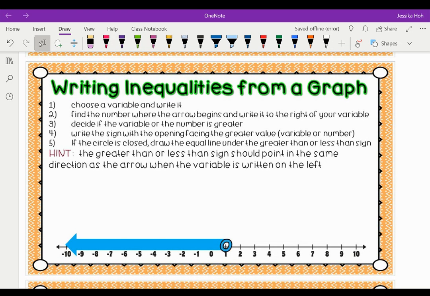And our last example, we're going to once again use an x. And we have 1 as our number. Are the numbers greater than or less than 1? Those numbers are smaller than, so x is going to be smaller than 1. And then is it open or closed? It is open, so we're saying it's not including 1 in our solution.